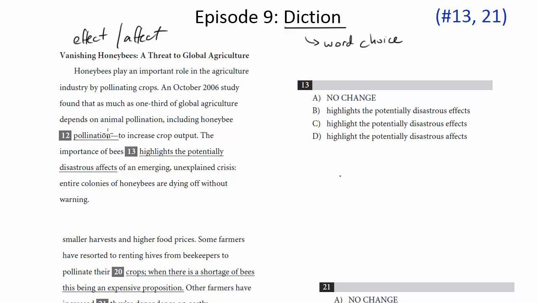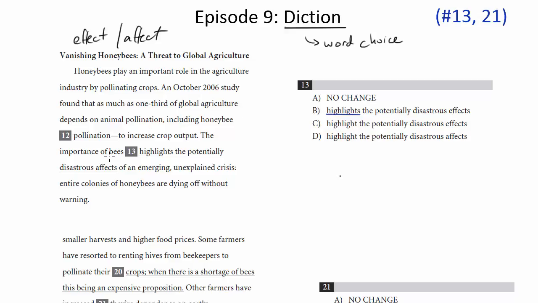So let's stop there. Two things are actually going on in this question. Part of it is the diction, which we'll talk about in a second, but the first thing we have to worry about is subject-verb agreement, because if you notice, in choices A and B we have highlights, and in C and D we have highlight. So which one is it? Is it supposed to be the singular highlights or the plural highlight?